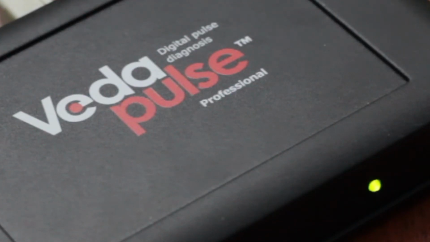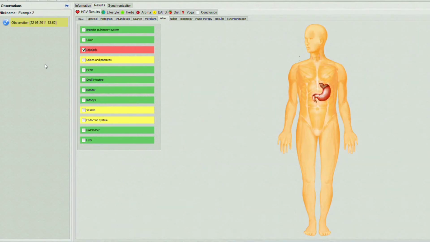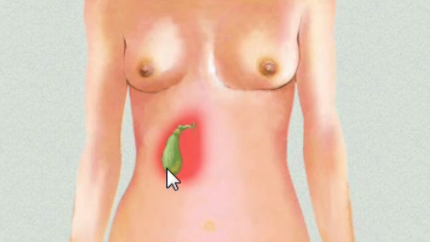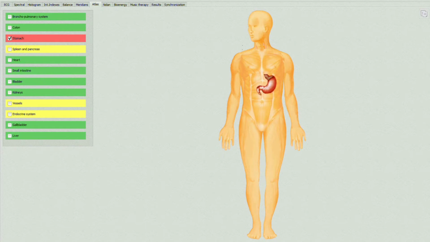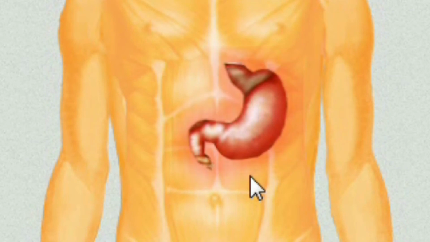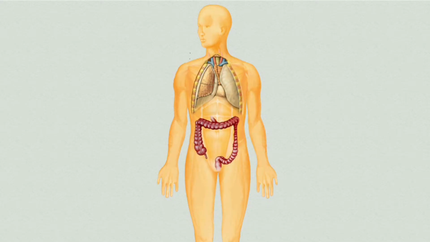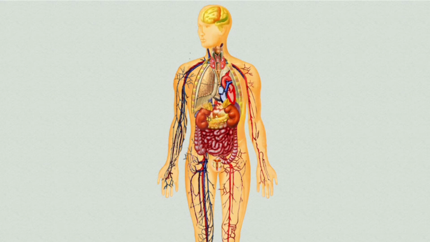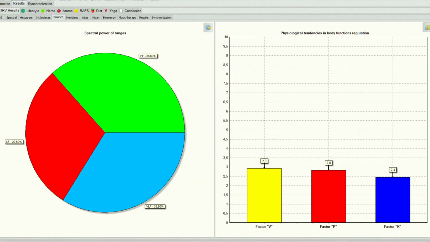Let's skim through the features of the software. This is the tab called Atlas. It demonstrates functional status of organs and systems. Pay special attention to what is highlighted in red. These organs suffer from the functional stress, which can trigger crisis. One of the important features of VedaPulse is the capability to detect functional stress in the organ before visible pathological symptoms can be seen.